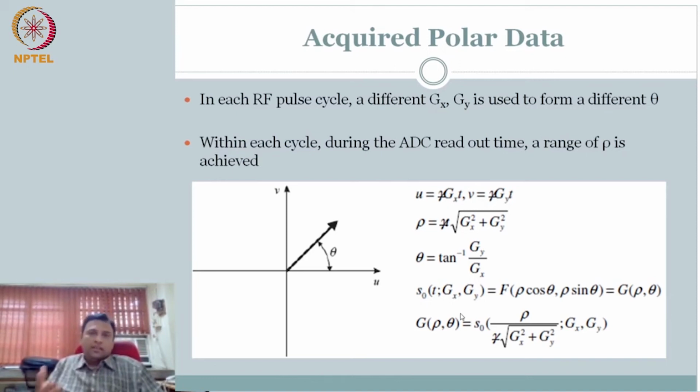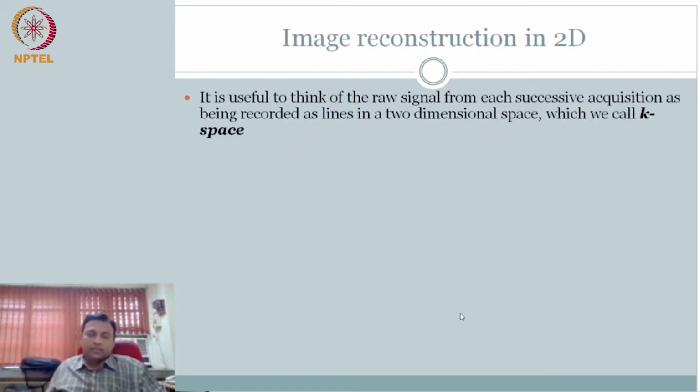MRI. If you understood the basic signal, we are already having Fourier domain of the data, 2D Fourier transform of the data. Take inverse Fourier transform. So you organize it like this. So how do we generally organize it? So it's useful to think whatever you are recording, the raw signal from each successive acquisition. So you have one setting, you acquire once. You have another setting, you acquire again, right?